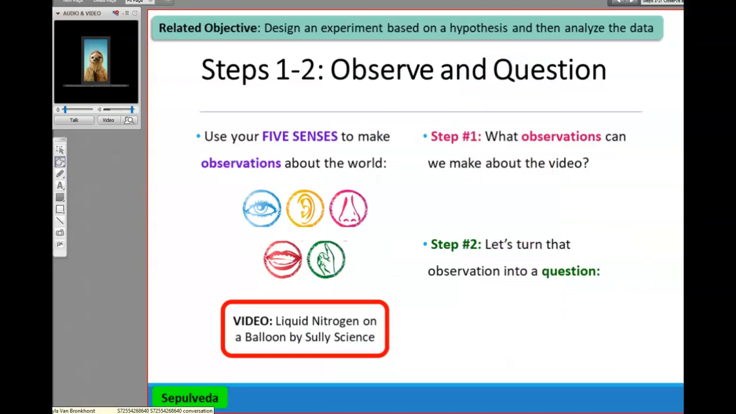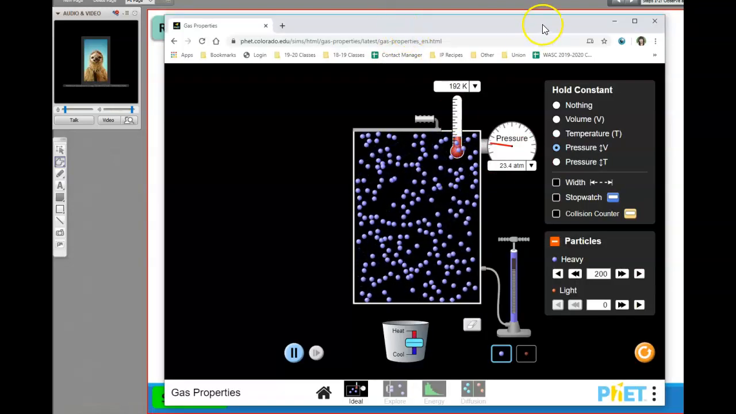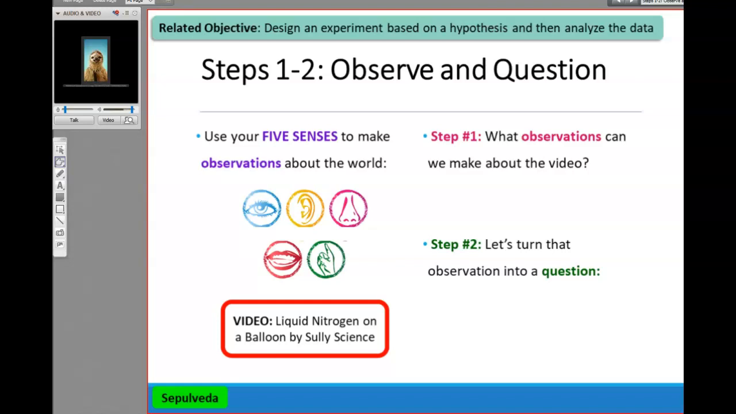All right, so let's look here. We're going to look at steps 1 and 2, where in our scientific method, we're going to observe and question. So we're going to use our 5 senses to observe the world around us, or at least we're going to use a couple of our senses watching this video of liquid nitrogen on a balloon. So when you are watching this video of liquid nitrogen, I want you to think of this question. What are you observing? What can we see is happening in the video? And I want you to hold on to that. And when we come back after the video, we're going to go ahead and discuss it.